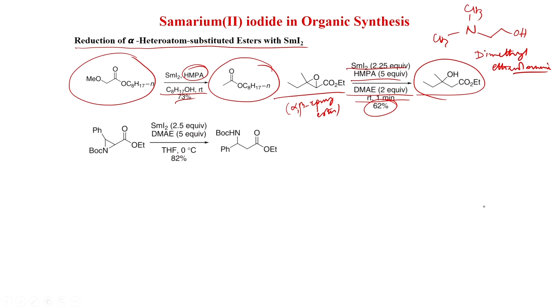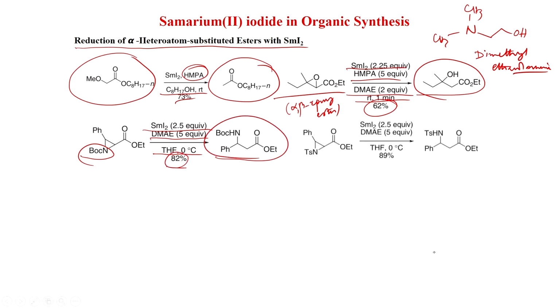Also aziridine, here N-Boc aziridine is present, and with samarium iodide, HMPA is not required, only DME is enough, 5 equivalent DME and THF at 0 degree centigrade, you get this beta amino ester in 82% yield. Also tosyl aziridine can be opened under similar conditions, samarium iodide 2.5 equivalent, DME 5 equivalent, THF 0 degree centigrade, you get this beta amino tosyl ester.